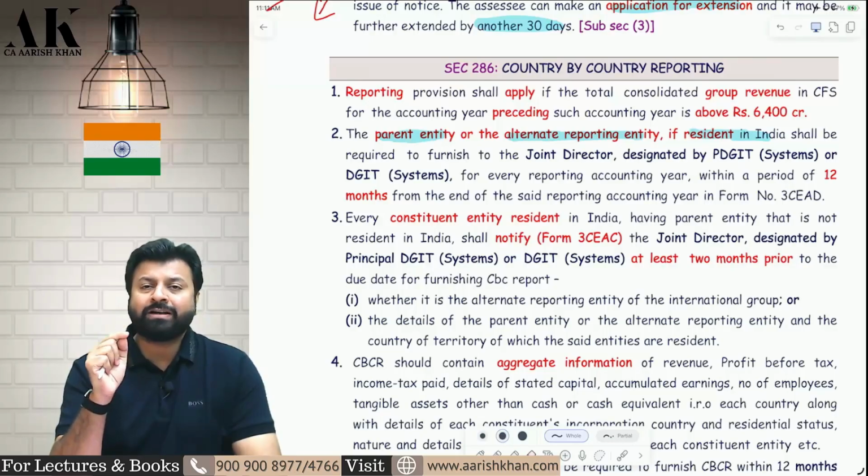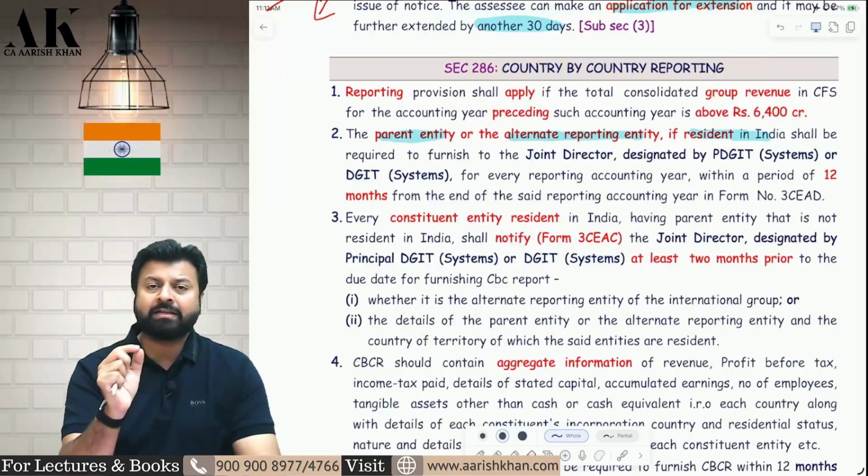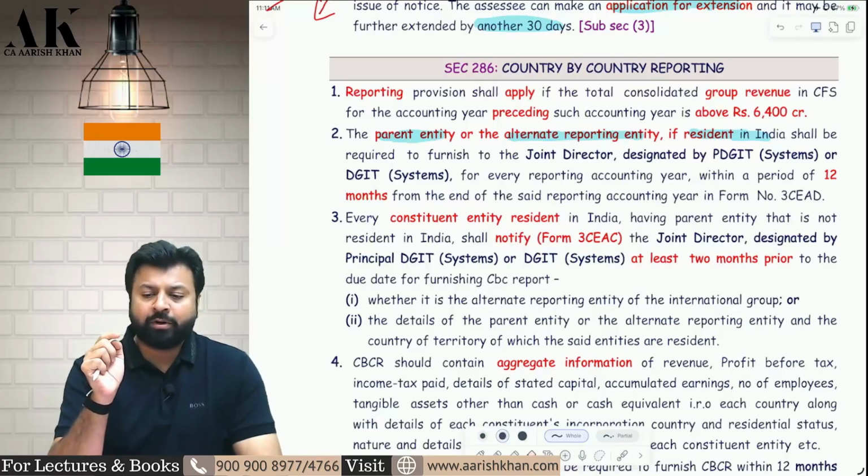So point number one covers those entities which are part of CFS. Point number two covers those entities which are not part of CFS because the materiality and the size is very less. And point number three, if the foreign company has a permanent establishment in your country, then that permanent establishment can also be called a constituent entity. So to understand alternate reporting entity, we need to understand the term constituent entity first. So that is the definition of constituent entity.